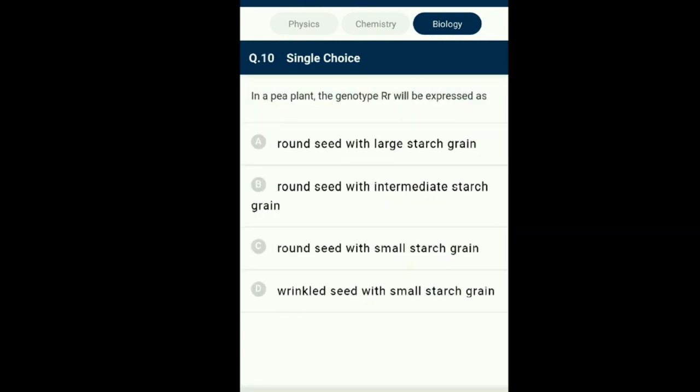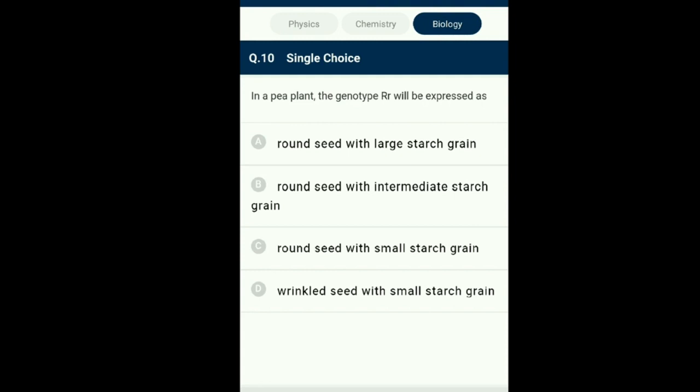Question number 10. In the pea plant, the genotype capital R small r will be expressed as the gene controlling starch synthesis in pea shows a small degree of pleiotropy. Starch synthesis in pea seed is controlled by one gene. It has two alleles, capital B and small b.